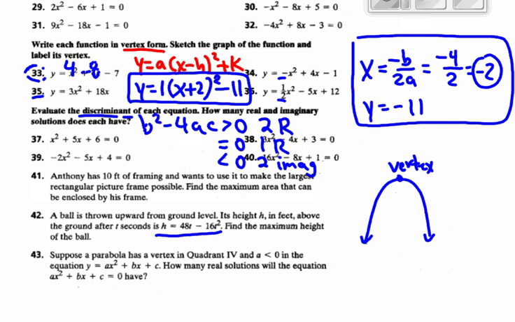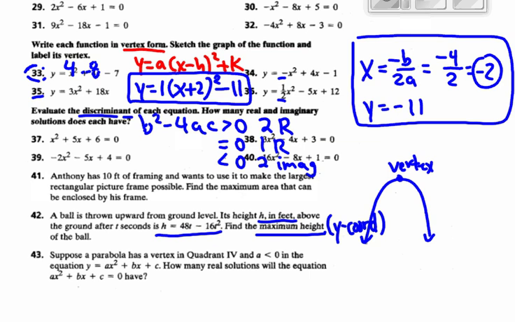Negative b over 2a, get that x coordinate, plug it back in, get the y coordinate, and there are the coordinates of the maximum height. But it wants the maximum height, and the maximum height is only the y coordinate. It's not the x coordinate, it's only the y coordinate. And of course it tells you what the units are, feet. So whatever that ends up being, you put feet for your units there.